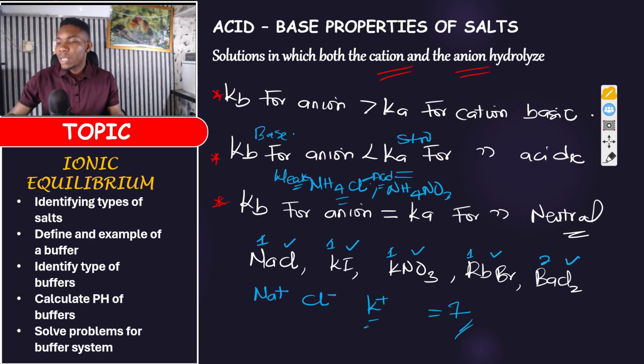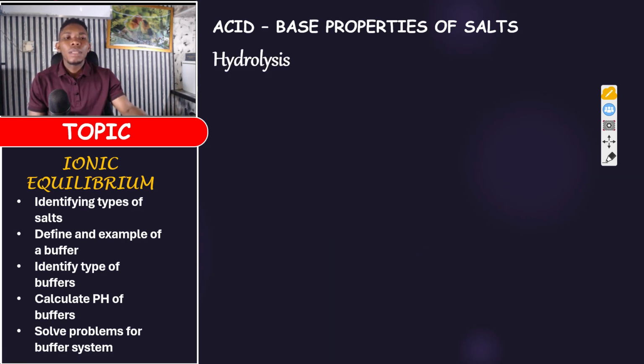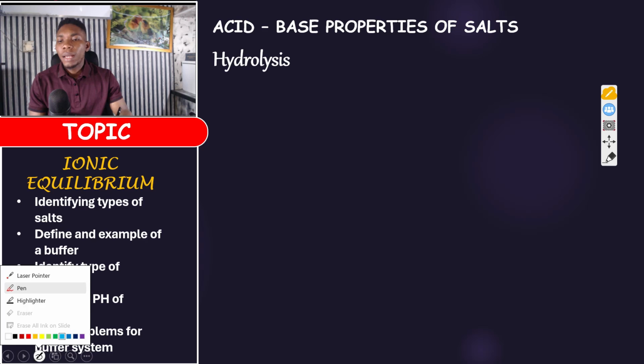So they gave you some examples of such compounds here. Just go through them. All right? Beautiful. So that is that. Now, we want to look at three scenarios. There's something under hydrolysis. We want to look at three scenarios.